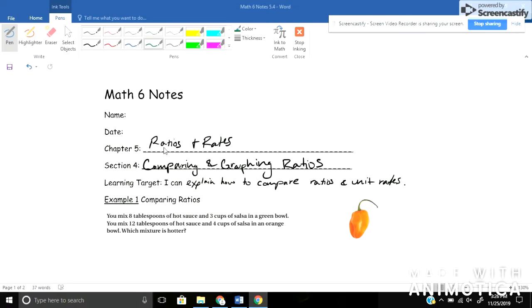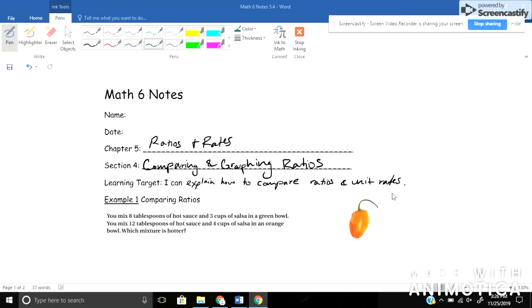In Chapter 5, we're still discussing ratios and rates, and Section 4, more specifically, is comparing and graphing ratios. All right. For our learning target today, it is I can explain how to compare ratios and unit rates.